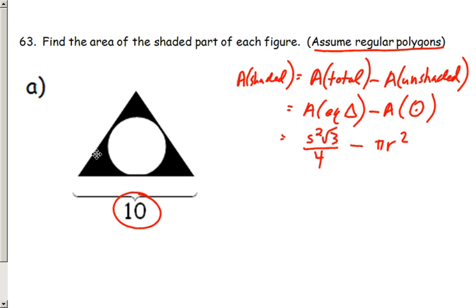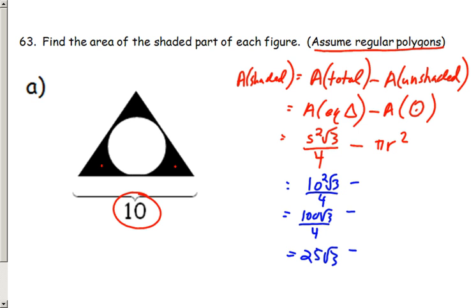So before I even go further trying to find the radius, let's just figure this out. So the side of the triangle is 10. So 10 squared root 3 over 4 gives me 100 root 3 over 4, which gives me the area of the total thing is 25 root 3. If I can figure out the radius of the circle, I have the area of the unshaded, which is going to tell me the area of the shaded, which are these little sections here. So what is the radius?